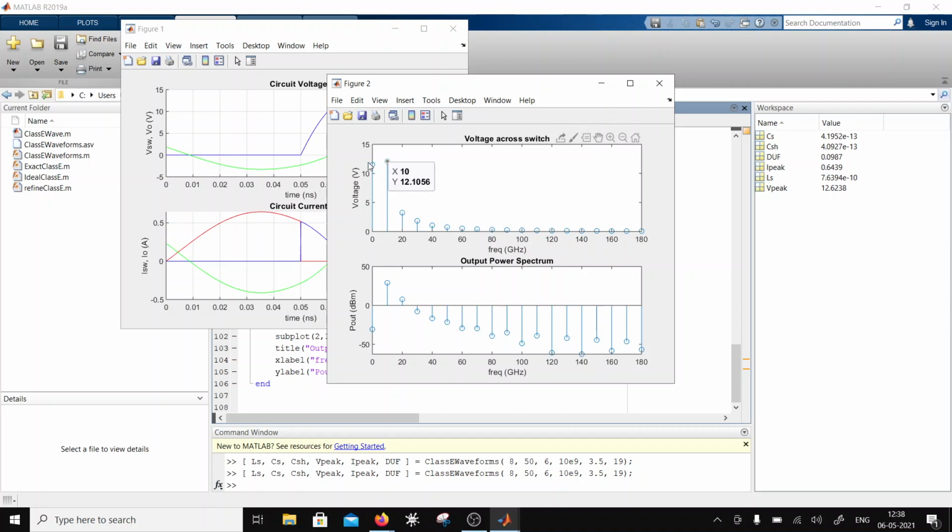Okay, so basically, this is the voltage across the device, and this one is the output power delivered. Right now with 3.5 volts I'm delivering 29 dBm out at 10 gigahertz, and the second harmonic is around 8, so there is a difference of 21 dB between the fundamental and the second harmonic. And all other harmonics are way lower.